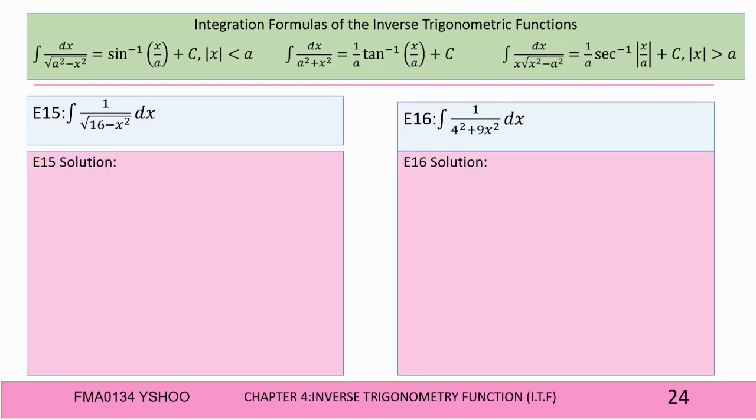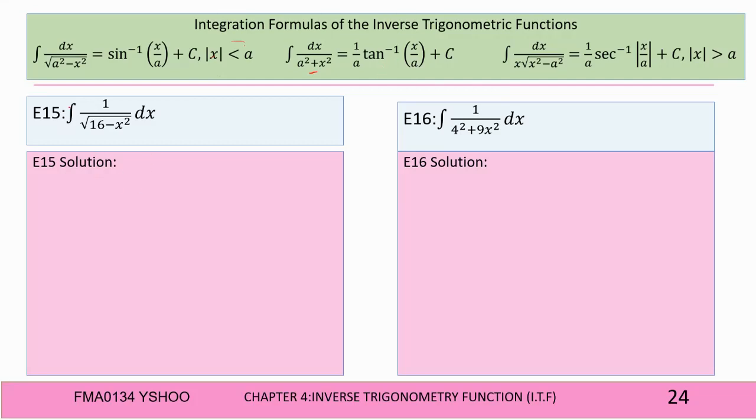And remember, this is a square minus x square. This is a plus, this is a plus. This one is a minus, and it is x square minus a square. You need to have exactly the same arrangement of plus and minus, especially the one inside the surd.